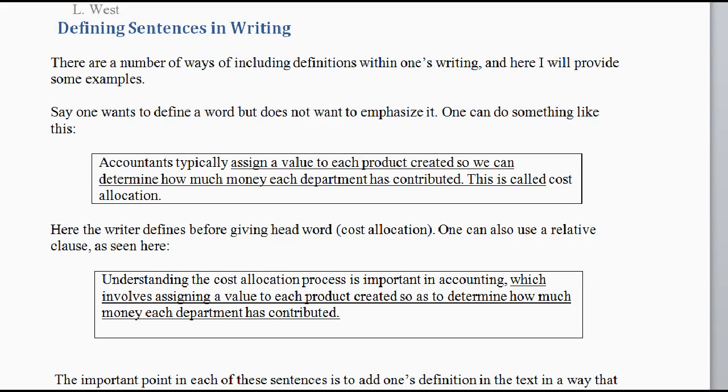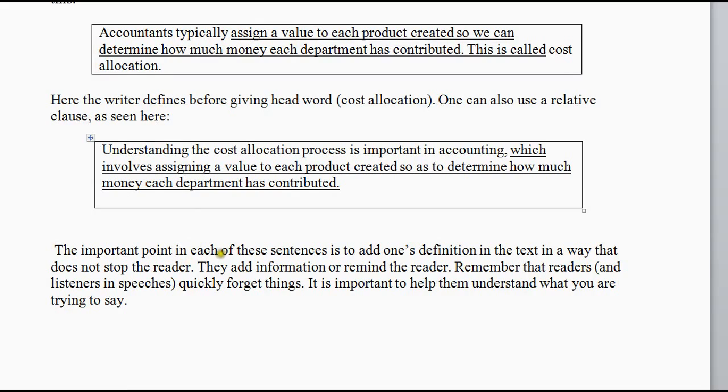One can also use a relative clause as seen here. Understanding the cost allocation process is important in accounting, which involves assigning a value to each product created so as to determine how much money each department has contributed. The important point in each of these sentences is to add one's definition in the text in a way that does not stop the reader. They add information or remind the reader.